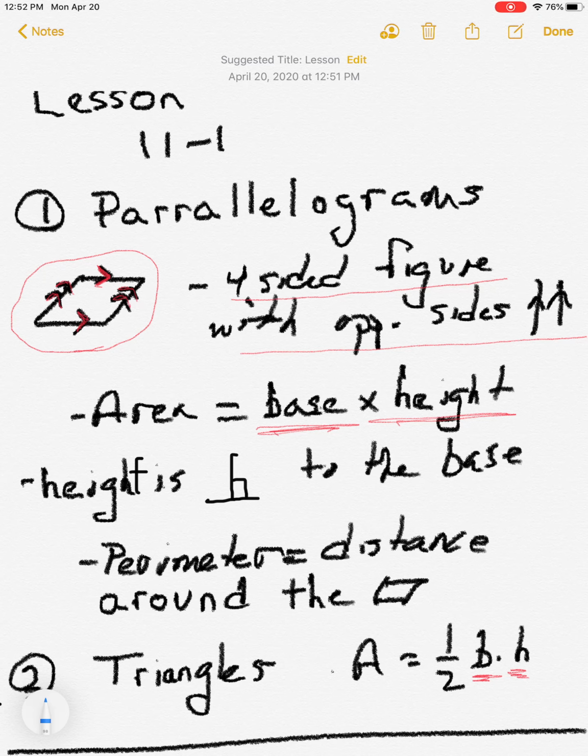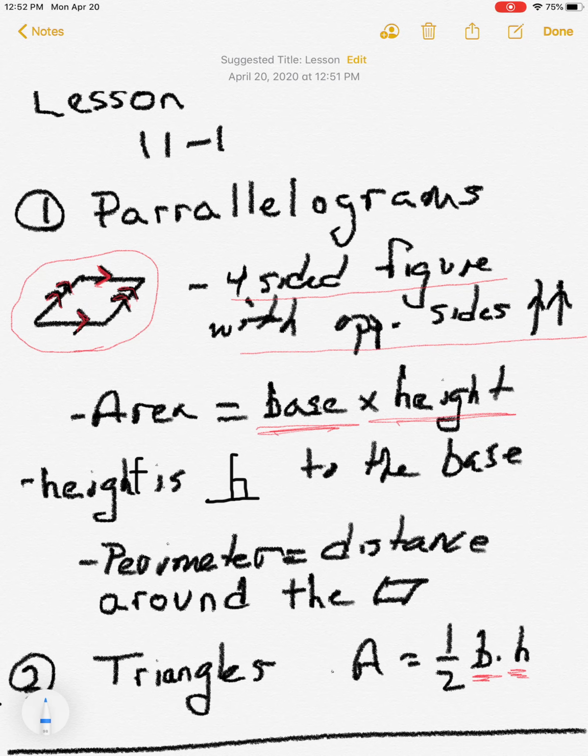At this time, I would like to explain section 11.1. Section 11.1 begins on page number 779. There are two major ideas in section 11.1. The first one deals with parallelograms. We'll be looking at the area and the perimeter of a parallelogram, and then also the area of a triangle.